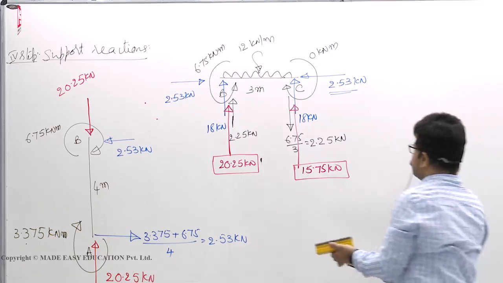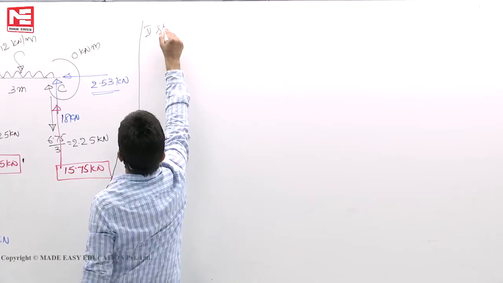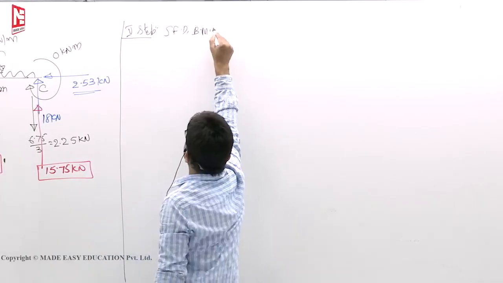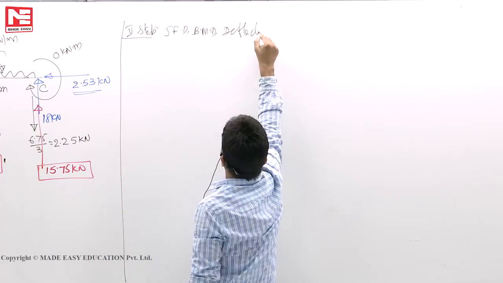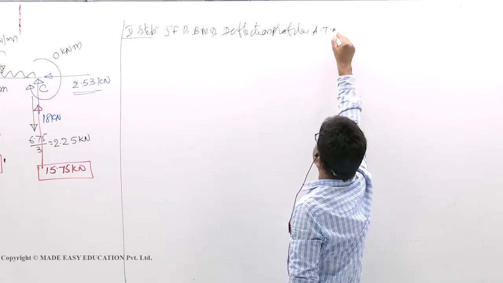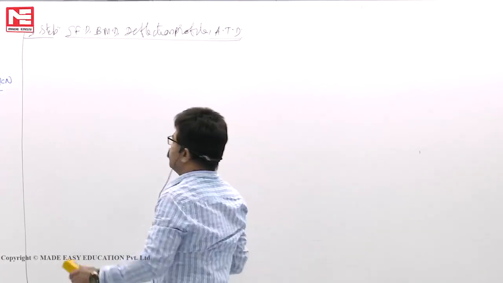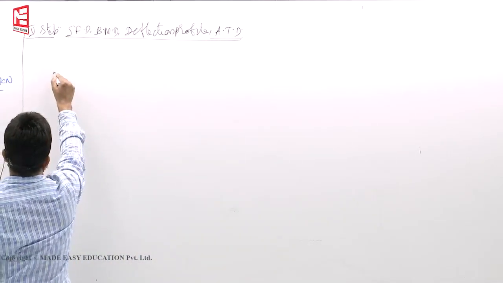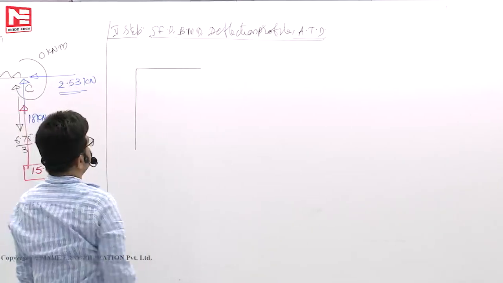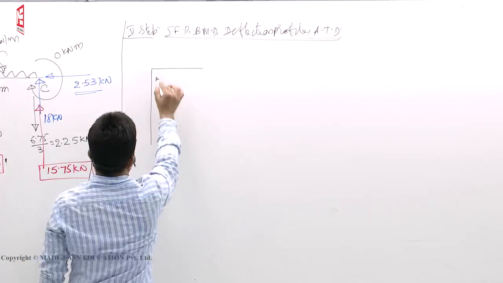Now let us see the shear force diagram. Fifth step, shear force diagram, bend moment diagram, deflection profile, and ATD, axial thrust diagram. All the diagrams we will draw now. Shear force diagram when you are drawing, it goes something like this, right? This is our member A, B, C.